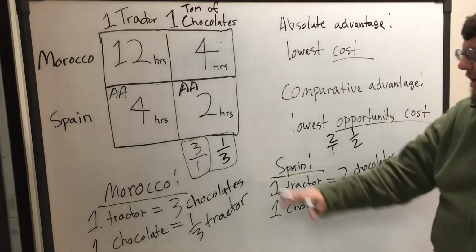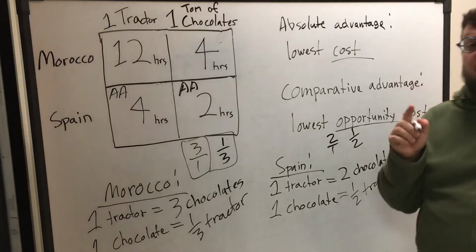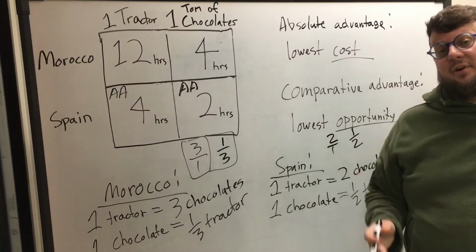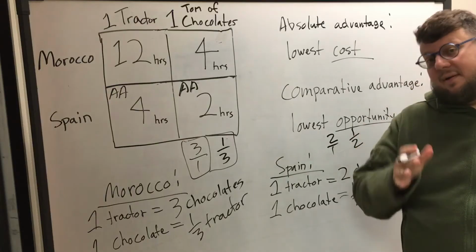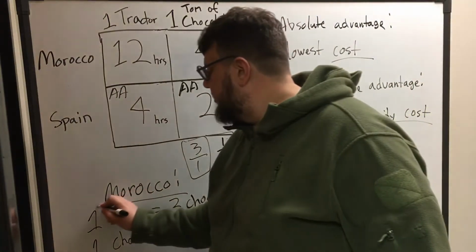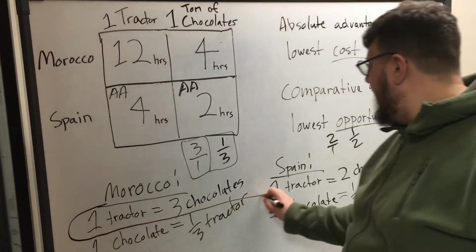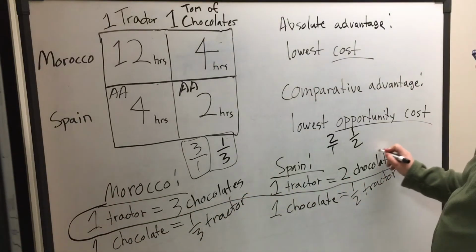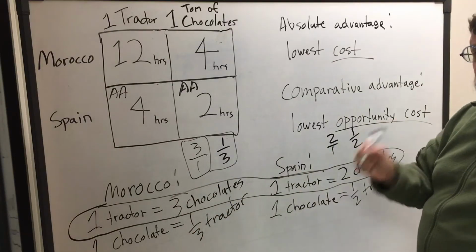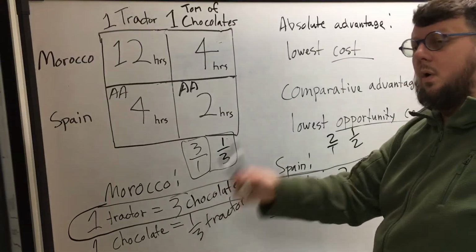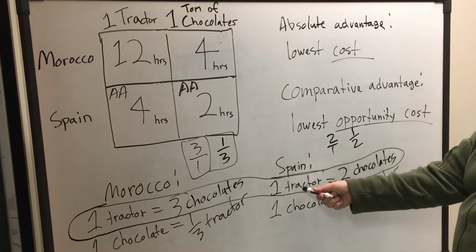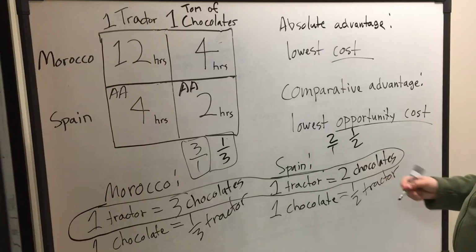Now that we have our little chart made, we're going to compare product across borders to see who gives up the least of the other good in order to make it. And if they do have the lowest cost, that's going to mean they have the comparative advantage. Let's take Morocco's tractor possibility and the Spanish tractor possibility right here. One tractor could either cost us 3 chocolates, or if we use the Spanish source of the tractor, one tractor could cost us 2 chocolates.